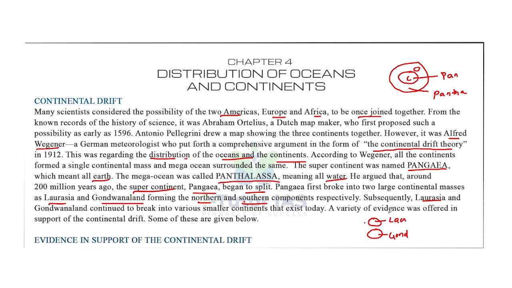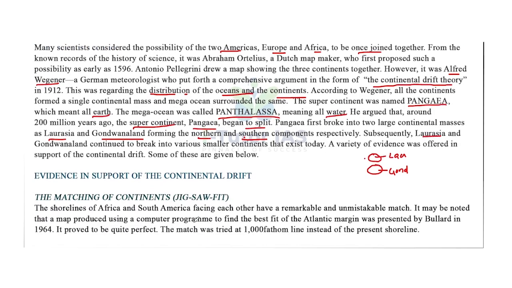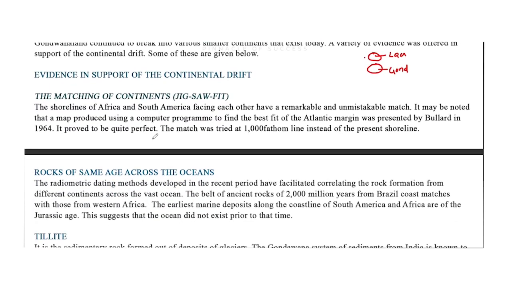A variety of evidences was offered in support of the continental drift. Some of these are given below. So now let's check the evidence in support of continental drift. First one, the matching of continents, that is, jigsaw fit. The shoreline of Africa and South America, facing each other, have a remarkable and unmistakable match.